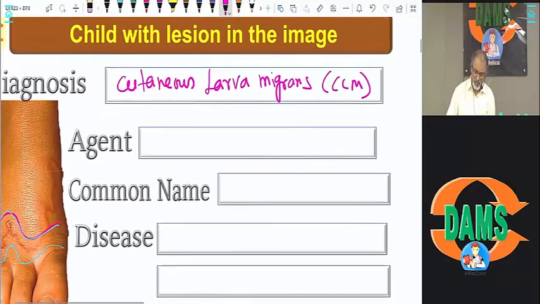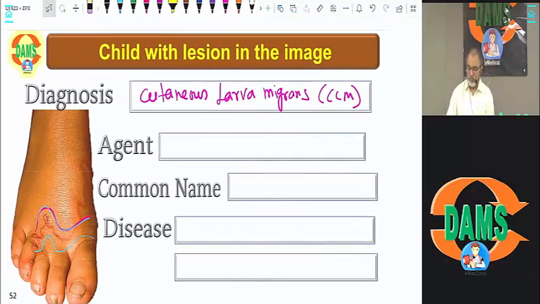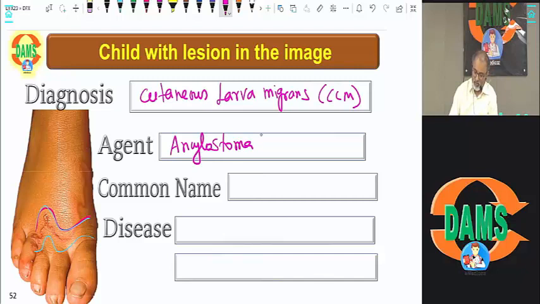What is the agent causing it? Hookworm, Ankylostoma. Oh, I told the next answer, sorry. Ankylostoma, or Necator. Ankylostoma duodenale, Ankylostoma brasiliensis, mainly brasiliensis, Necator americanus, those kinds of worms.